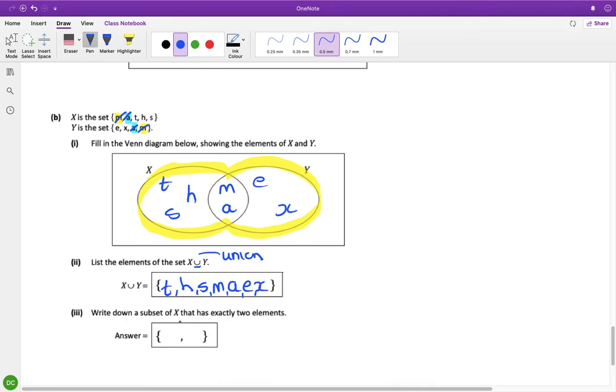Now, write down a subset of X that has exactly two elements. So we've done subsets already. We have to use the elements in X and just pick two of them. So I could do A and T, or I could do M and H, or M and T, or S and T. Once you use the elements in the set X, which is this one here that says maths, pick any two letters.